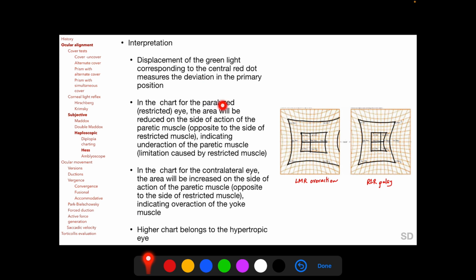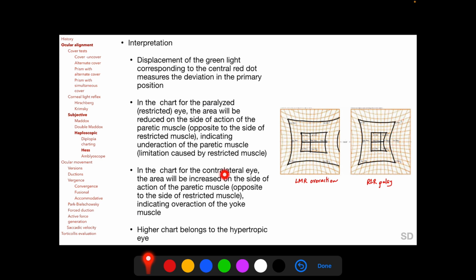In the chart for the paralyzed or the restricted eye, the area will be reduced on the side of action of the paretic muscle or opposite to the side of action of the restricted muscle, indicating underaction of the paretic muscle or limitation caused by the restricted muscle. So in a right lateral rectus palsy, since the lateral rectus of the right eye moves the right eye on the right side, the area of the Hess chart will be reduced on the right side.